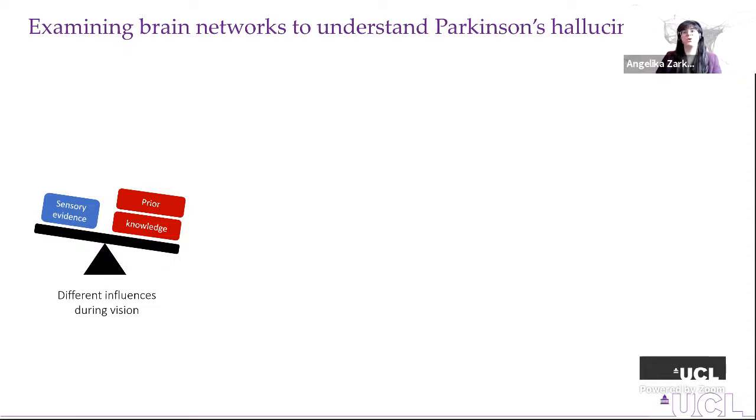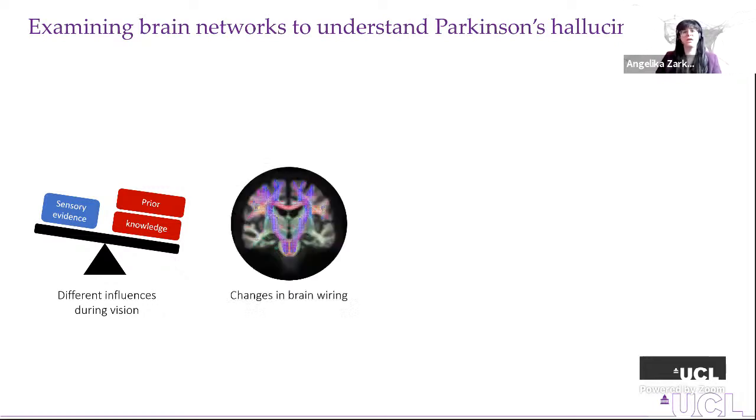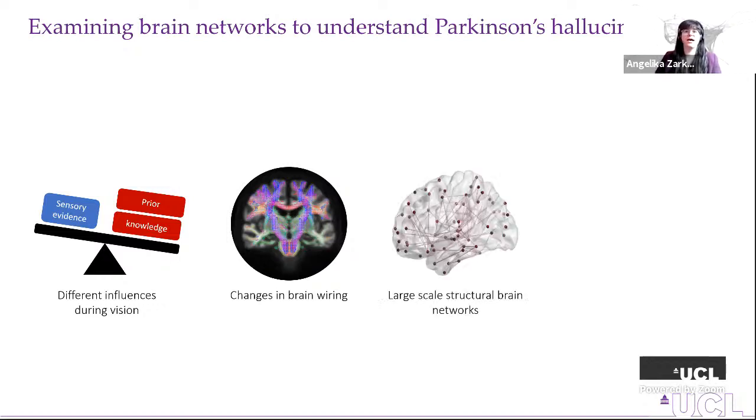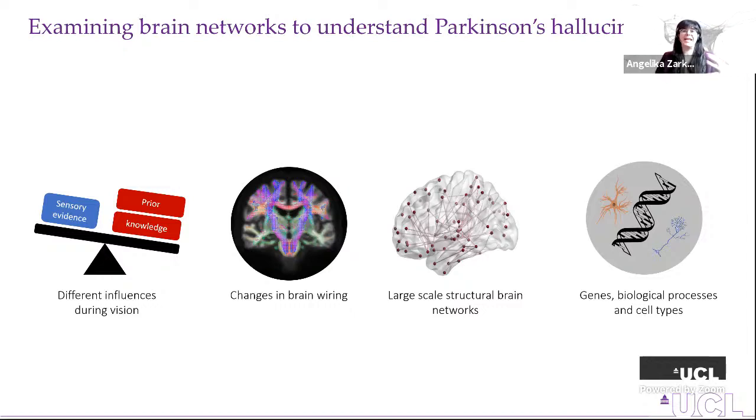First, I will talk to you about understanding different influences during visual perception and how imbalancing those influences may lead to hallucinations. Then I will talk to you about changes in brain wiring that we see in relation to Parkinson's hallucinations, as well as changes in large-scale brain networks. And finally, I will talk to you about how we can link these brain changes with genetic information and better understand the underlying biological processes and cell types that may be implicated.